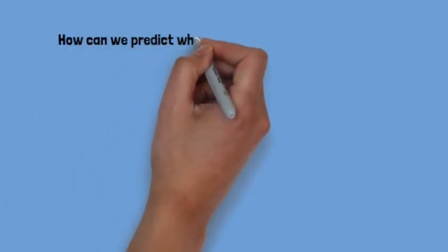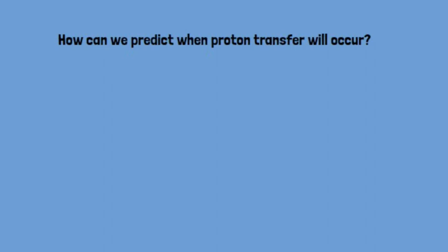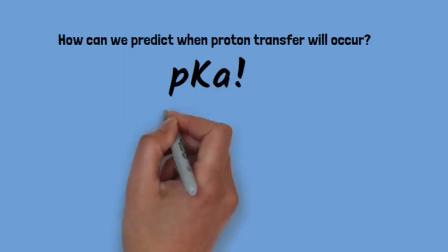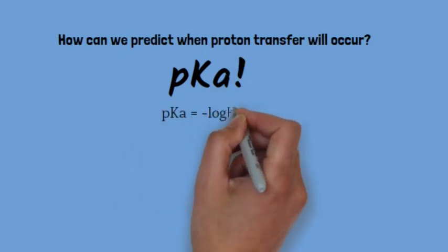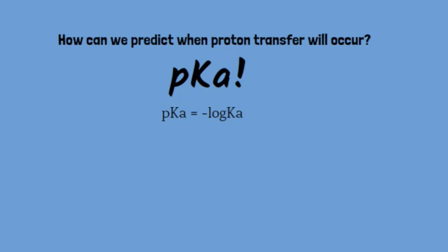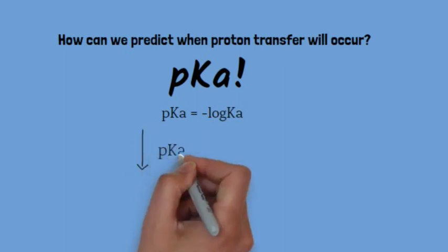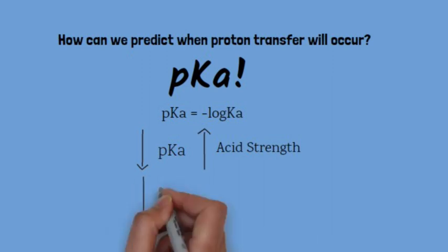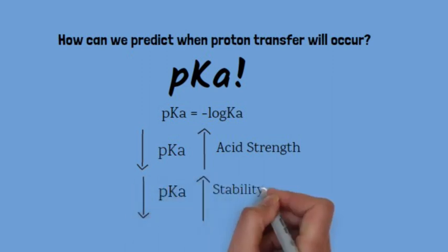So, how can we predict when proton transfer will occur? Well, now we know how proton transfer and acidity concentrations are determined. We will be measuring pKa values. pKa equals negative log Ka. Converting to a pKa simplifies the value. This is done by taking the acid dissociation constant of a particular acid and taking the negative log of it, converting it to a pKa. The lower the pKa value, the stronger the acid is. And as well, the lower the pKa value, the more stable the conjugate base is.